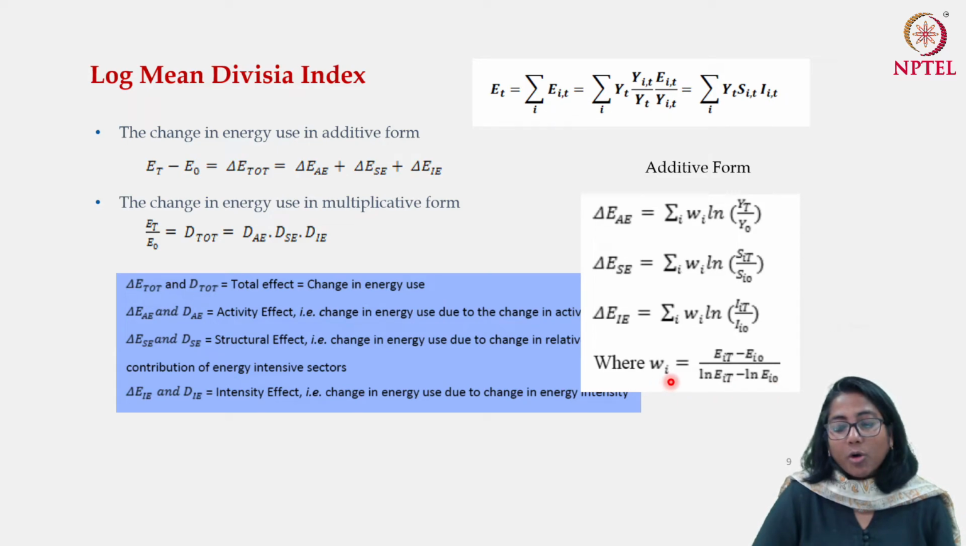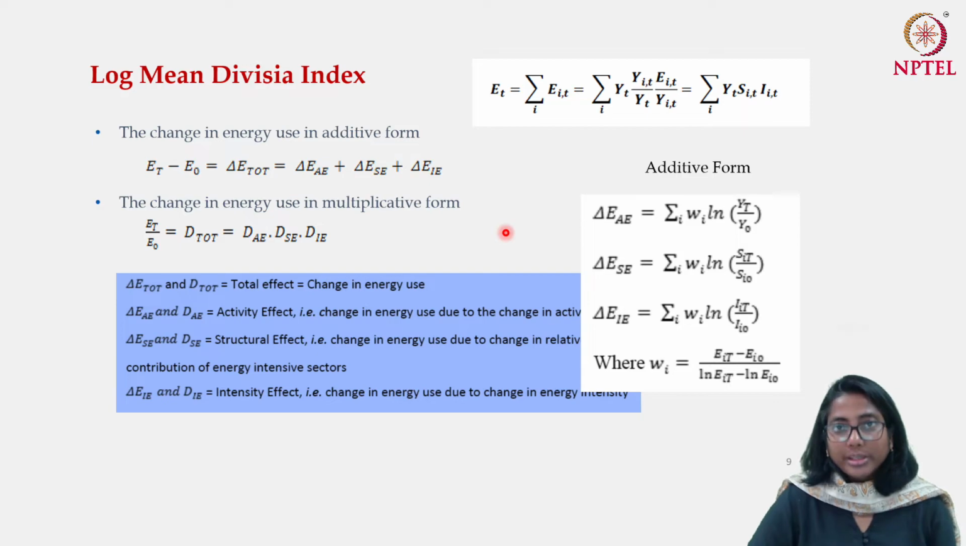So what does the i stand for? In this example, you are going to get the value for two i's. One is for the energy intensive sector, so you get a weight for the energy intensive sector, and you can calculate the weight for the less energy intensive sector. Then you plug the values of these weights here and calculate the energy intensity effect, the structural effect, and the activity effect.